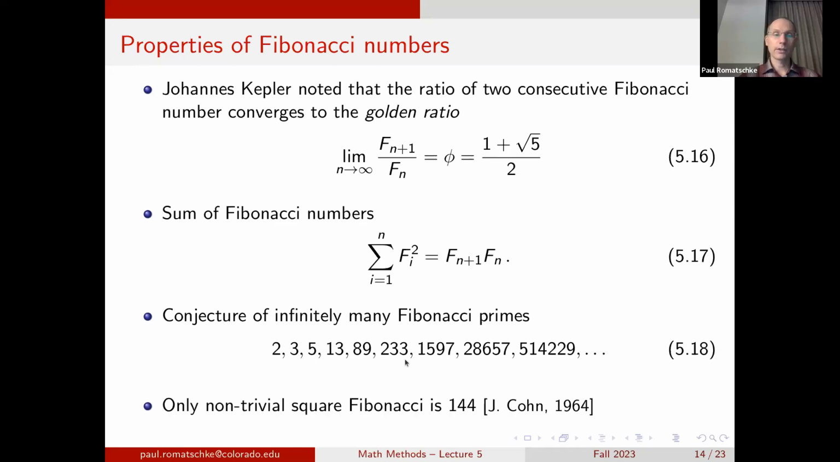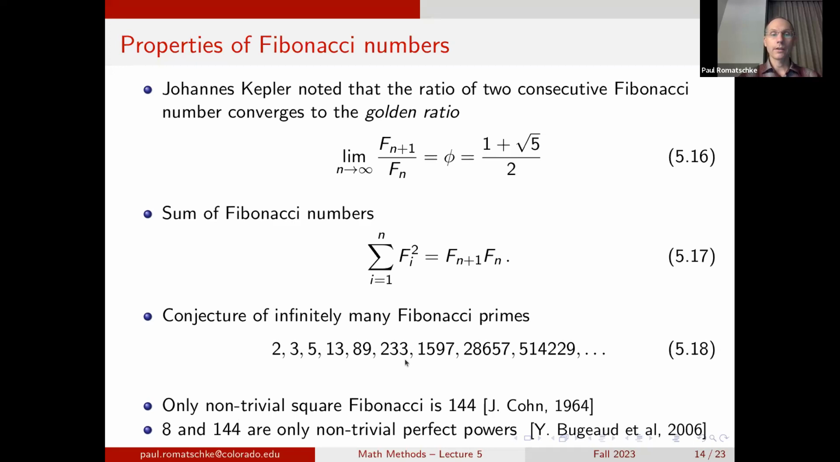What has been proven is that the only non-trivial square Fibonacci number is 144, and the proof dates from 1964. And that 8 and 144 are the only non-trivial perfect powers in the Fibonacci sequence. The proof for this dates to 2006.